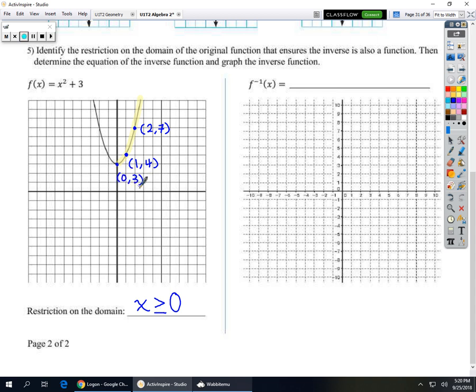Cool. So remember, when we were just graphing the inverse, all you do is switch your x's and y's. So instead of 0, 3, it is now 3, 0. Instead of 1, 4, it is 4, 1. Instead of 2, 7, it is 7, 2. And there we go. So now you can totally do it like that.